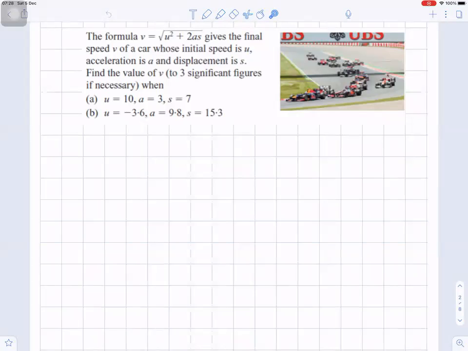The formula v equals the square root of u squared plus 2as gives the final speed v of a car whose initial speed is u, acceleration is a, and displacement is s. Find the value of v to 3 significant figures if necessary, when u is 10, a is 3, and s is 7. And part B, when u is minus 3.6, a is 9.8, and s is 15.3.